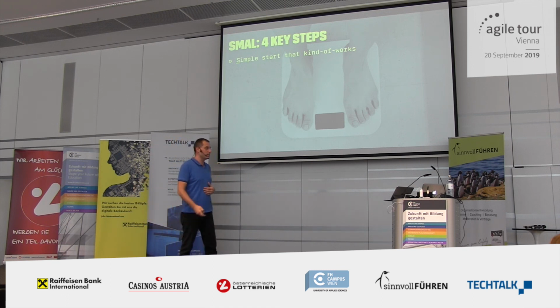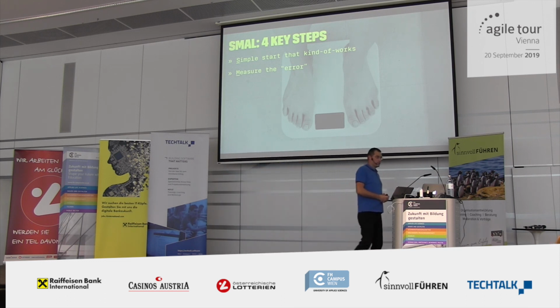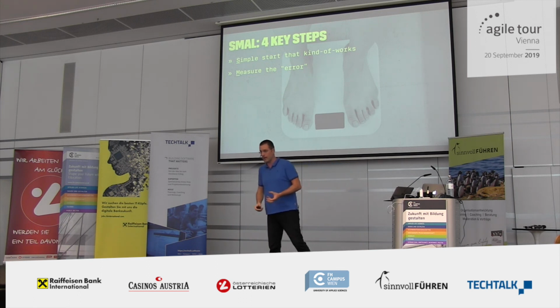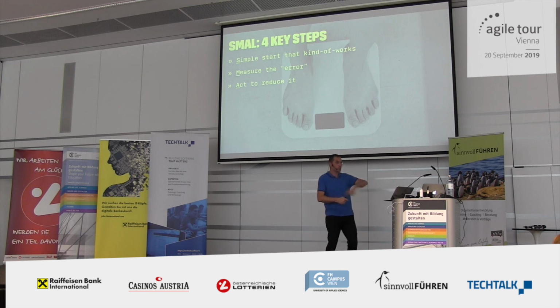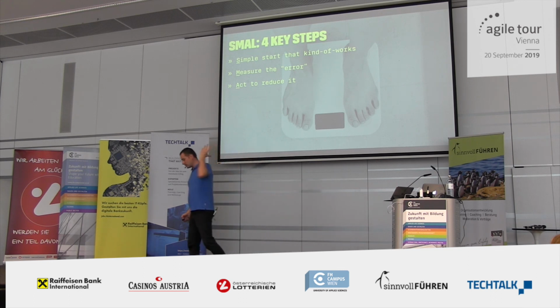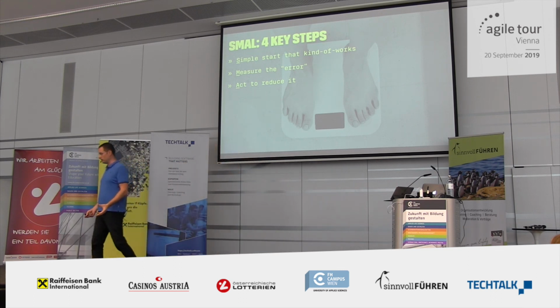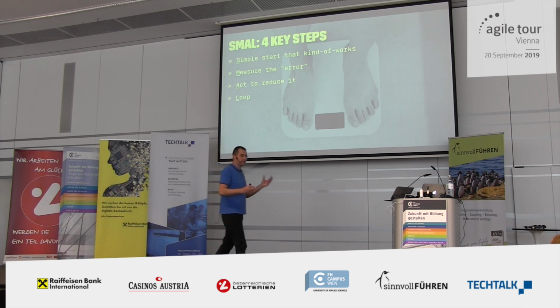The next step is to measure the error. Figure out what the error means and measure it somehow. Don't shy away from it being expensive or difficult to measure, because it's really important. The next step after that is to act to reduce that error and close the loop. Really close the loop. If you're doing retrospectives, don't complain about the same thing every day, do something about it. And the last step is loop, basically, that's it.